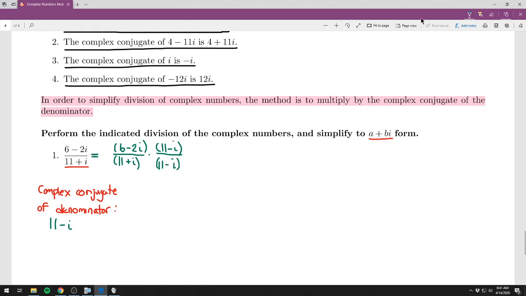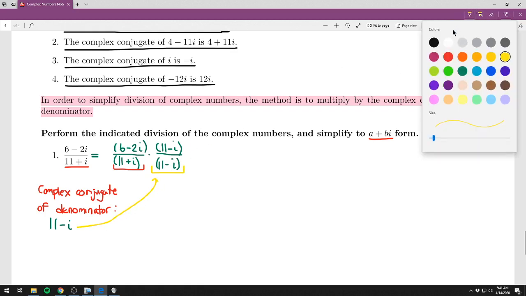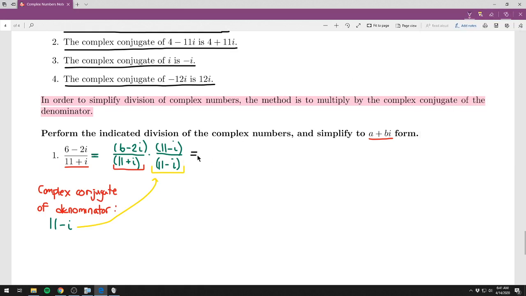Okay, so we have our original complex number here, 6 minus 2i over 11 plus i, and we are multiplying it, the top and bottom, by the complex conjugate. Now to simplify this, what you want to realize is you need to multiply the tops together and multiply the bottoms together. It turns into two FOIL problems. But you want to do that first. You don't want to try to simplify anything else.